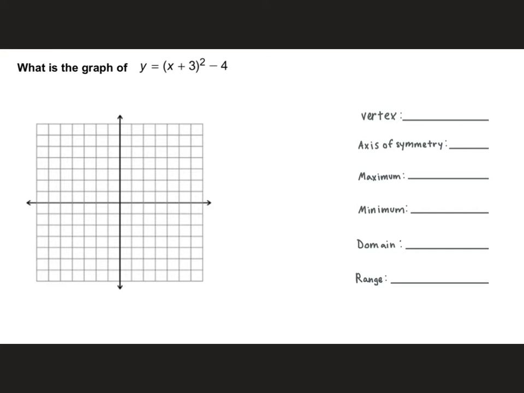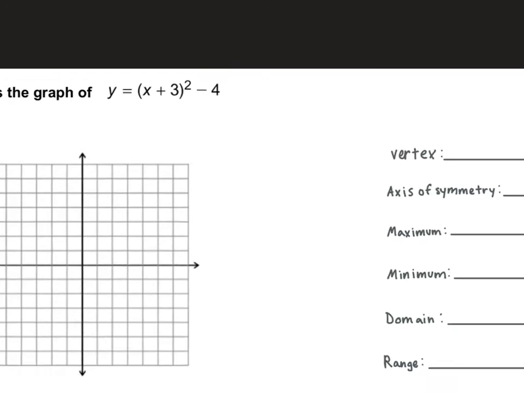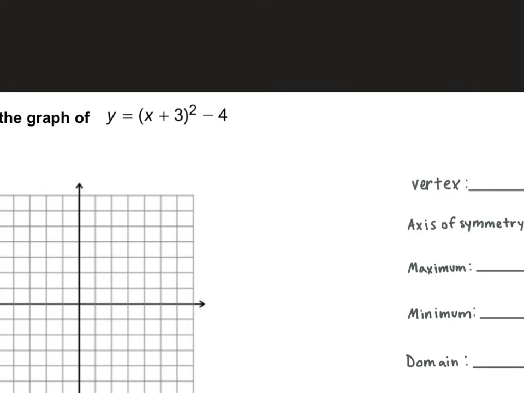Alright, so what's the graph of y is equal to (x plus 3) squared minus 4? So again, our vertex form is a times (x minus h) squared plus k. Now you don't have to write the vertex form every single time, but I like to write it so you guys can easily see where that h is and where your k is. So our vertex is h comma k. So what's our h?